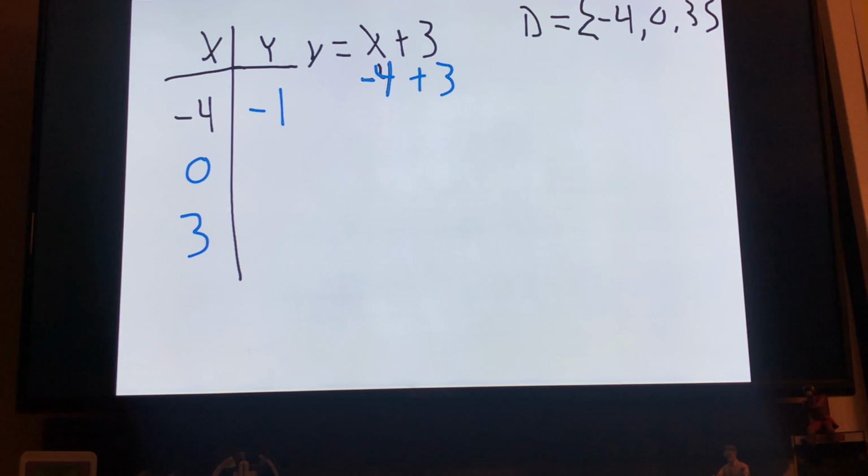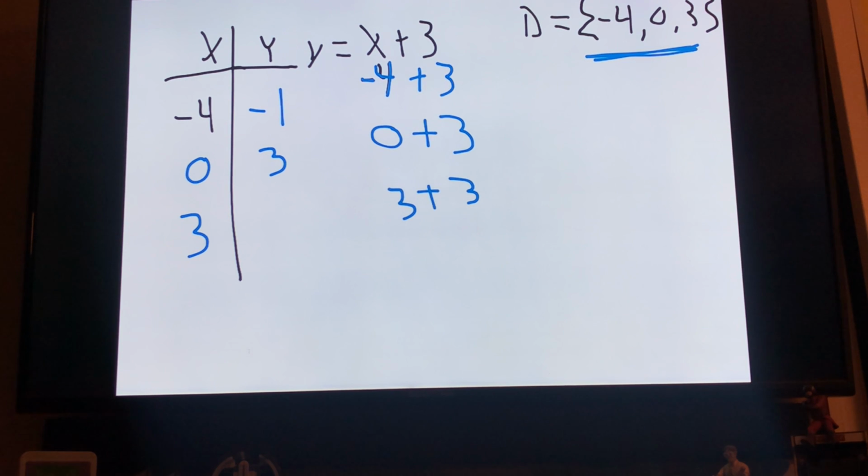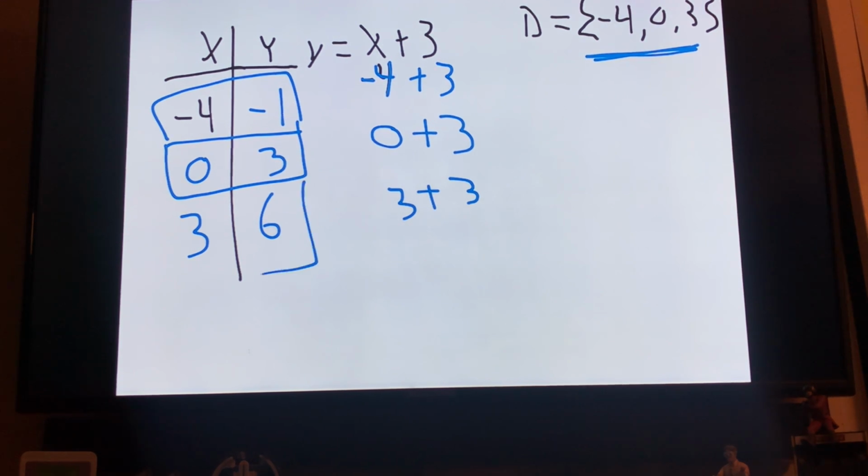Same concept. Now we're going to take our x. This time it's going to be 0 plus 3. And that gives us what? Just 3. We're going to do it again, and we're going to take 3 plus 3. And again, I'm getting all these right from over here to my right. So 3 plus 3 gives us 6. So our ordered pairs are negative 4, negative 1, 0, 3, and 3, 6. And all you have to do next is go onto your graph and plot these points, my friends. And you will have your relation.